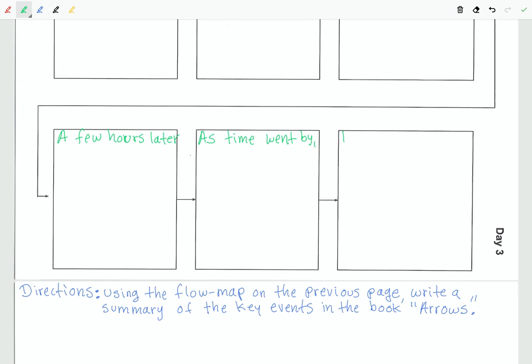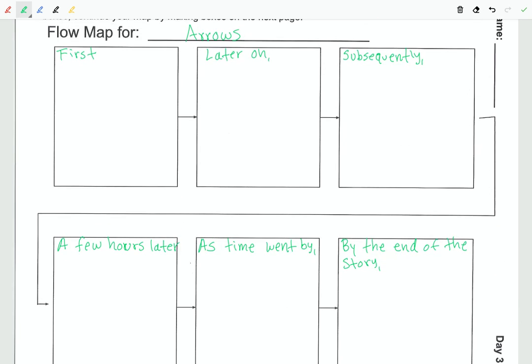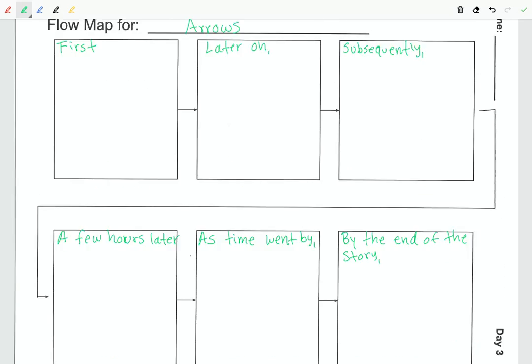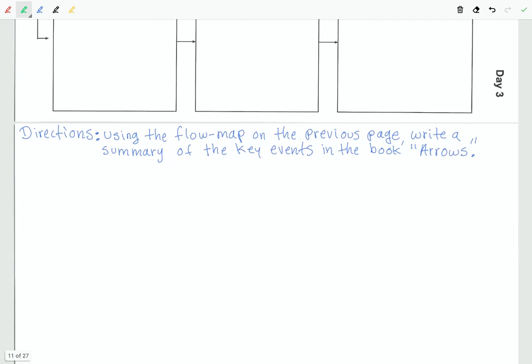And then by the end of the story, you tell what happened by the end of the story. And so there you go. That's what you're doing for that one flow map.